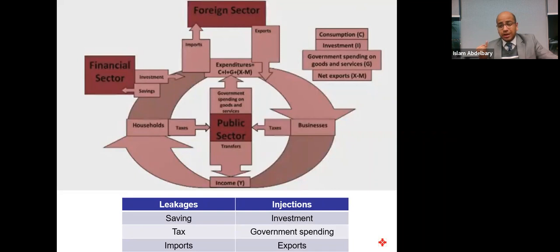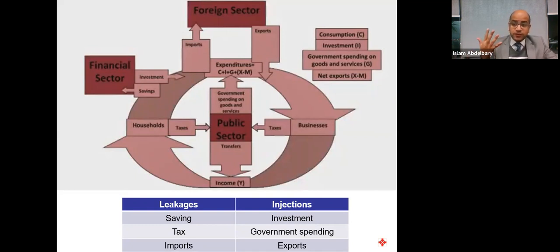expenditure from household creates consumption. Expenditure from private sector creates investment. Expenditure from government creates government spending. Expenditure from the foreign sector creates net export, or export minus import, X minus import. So as we can see here, this is the whole image about the structure of the economy.